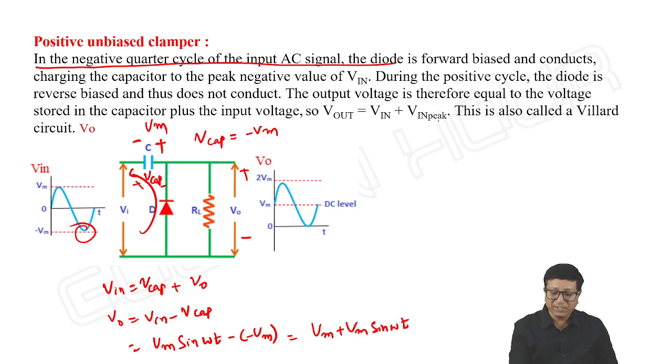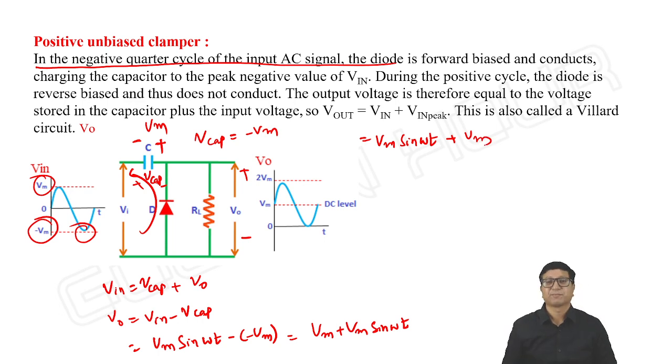What is V output? V input plus V input peak. What is V input peak? The capacitor has charged up to the negative peak, but the final equation is like Vm. V input is Vm sine omega t, and V input peak is Vm. Okay, that's the meaning of this statement.